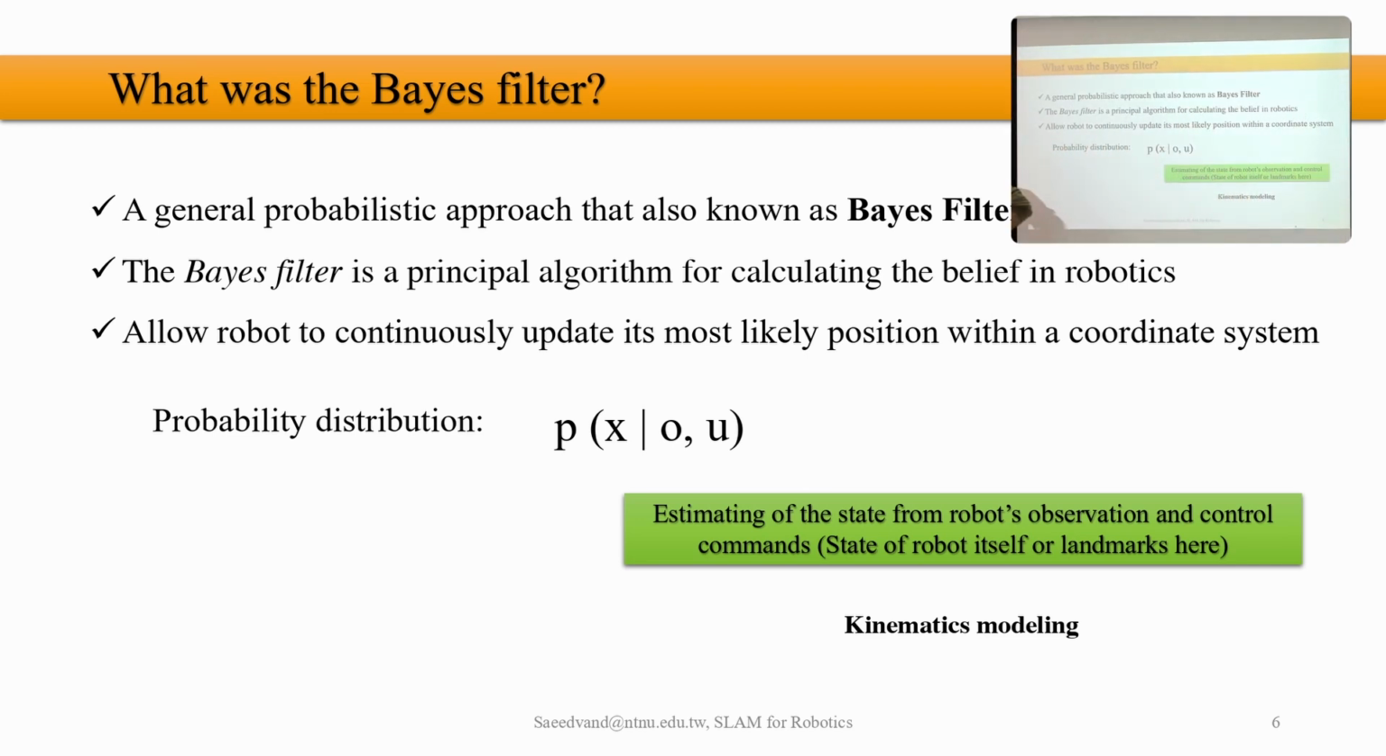We already discussed how we can show the Bayes filter as a probability distribution, the probability of X given O and U. That is the general form that we later applied the Kalman filter and extended Kalman filter on. Also, this equation, this probability distribution over here, is known as kinematic modeling too. Think why. Also, we can call it kinematic modeling. Who can say why?